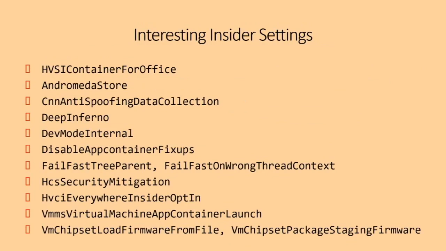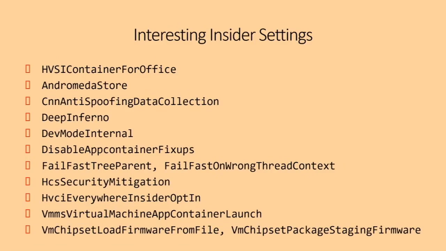The Andromeda store. Oh, so there is going to be a device called Andromeda. The CNN anti-spoofing data collection. Not going to get into that. Deep Inferno. I don't know what that does. Dev mode internal, right? So you can see new features that they're testing internally, and with WNF you can enable those, like HVCI everywhere, or virtual machine chipset load firmware from file. Interesting things show up there in the world of things that rely on WNF. So if you're interested in some of the insider stuff here, definitely check out Mach2 by Rafael Rivera on GitHub.